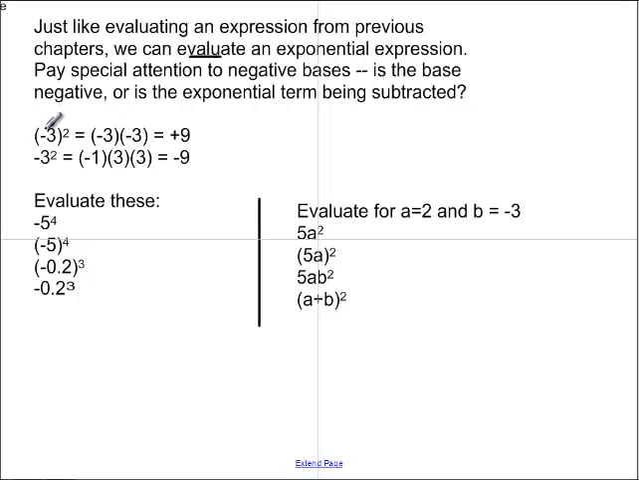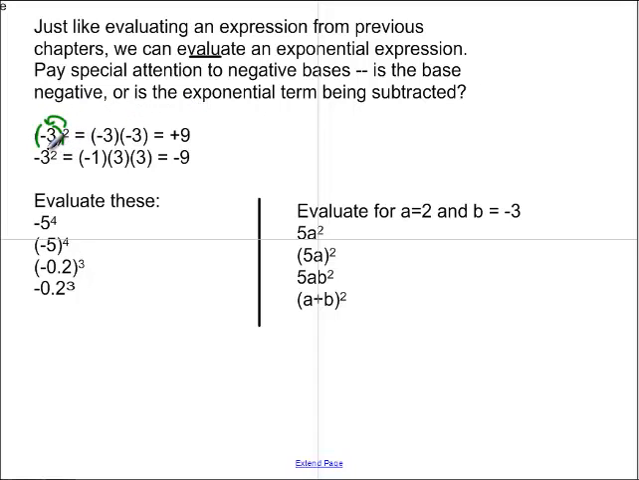If we take a look at a parentheses, anytime there's a parentheses, that exponent is going to work on that parentheses itself. Everything inside that parentheses is what that exponent is going to work on. And what's inside that parentheses is our base. So here's our base. Remember, base to the exponent power. Base is -3, and we're multiplying it together 2 times. So we've got -3 times -3 is +9.